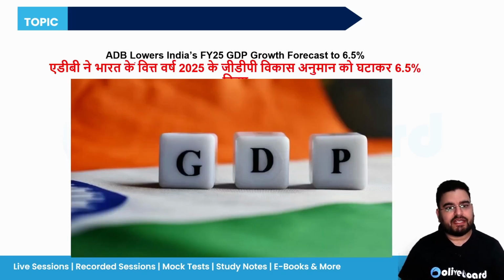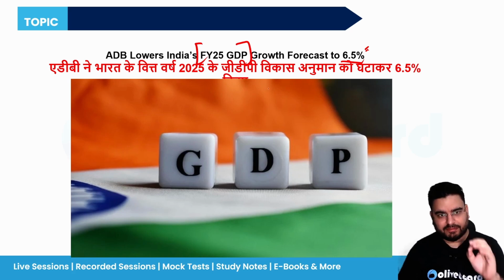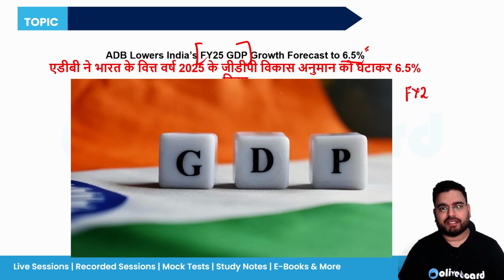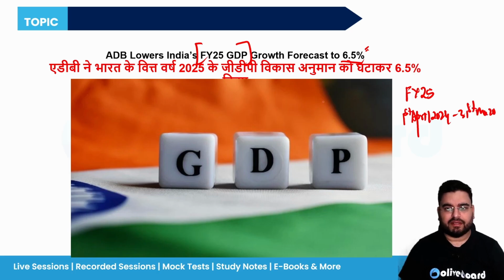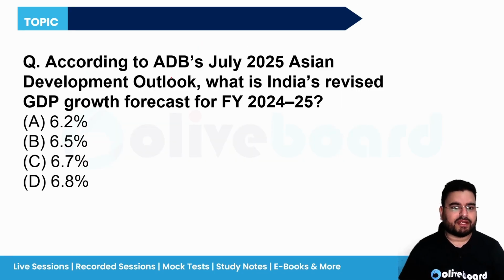Next is ADB lowers India's financial year 25 GDP growth forecast to 6.5%. Now, again, I believe you already know this thing, but let me explain it again. What does financial year 25 indicate? It indicates from 1st April 2024 till 31st March 2025. Okay. Similarly, financial year 26 would be from 1st April 2025 till 31st March 2026. Got it? Chalo.